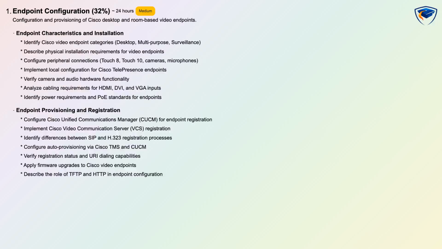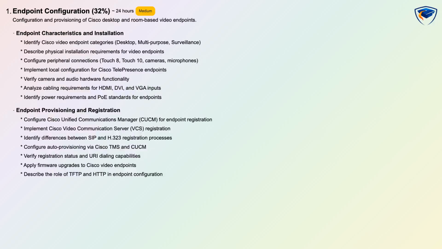Endpoint configuration is 32% of the syllabus, rated medium with an estimated 24 hours of study and assessed by hands-on plus conceptual tasks. You will learn to identify Cisco video endpoint categories such as desktop and room-based systems and to perform physical installation and cabling for HDMI, DVI, VGA and Power over Ethernet.